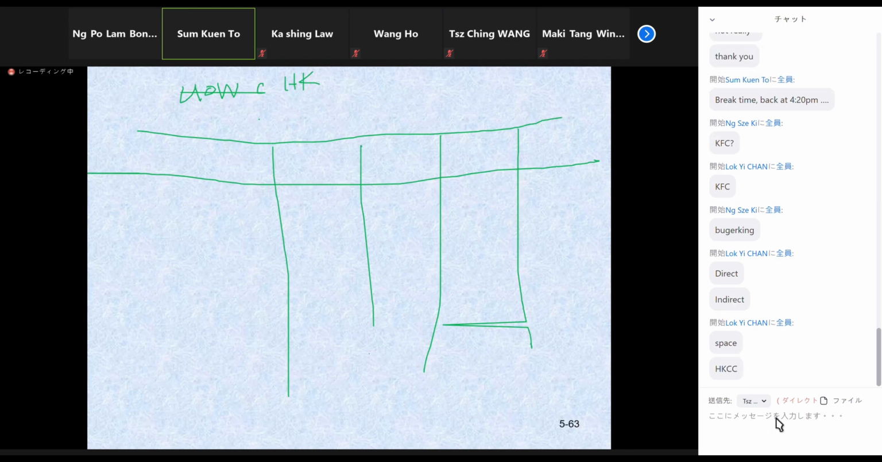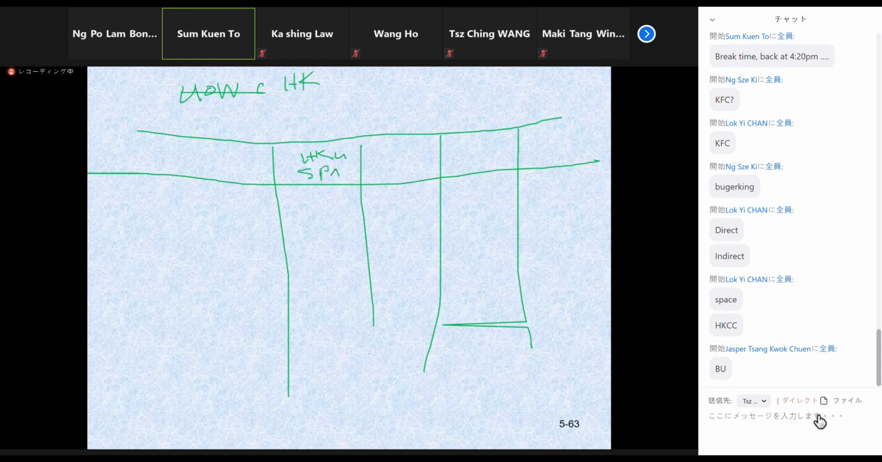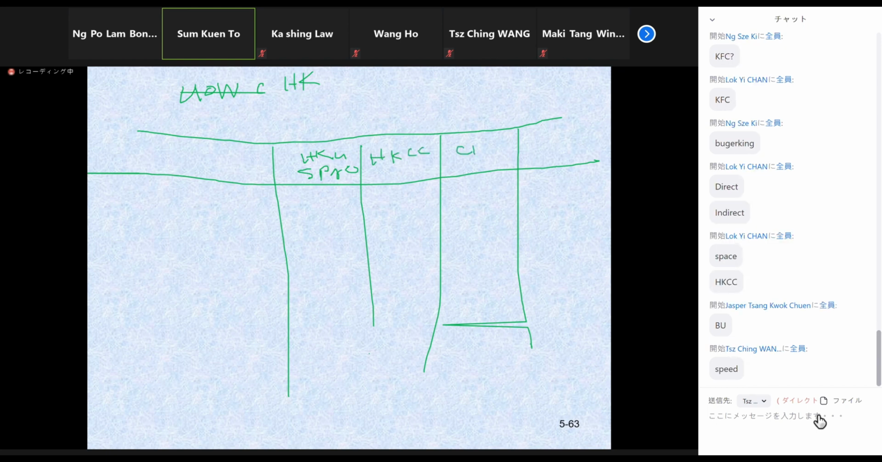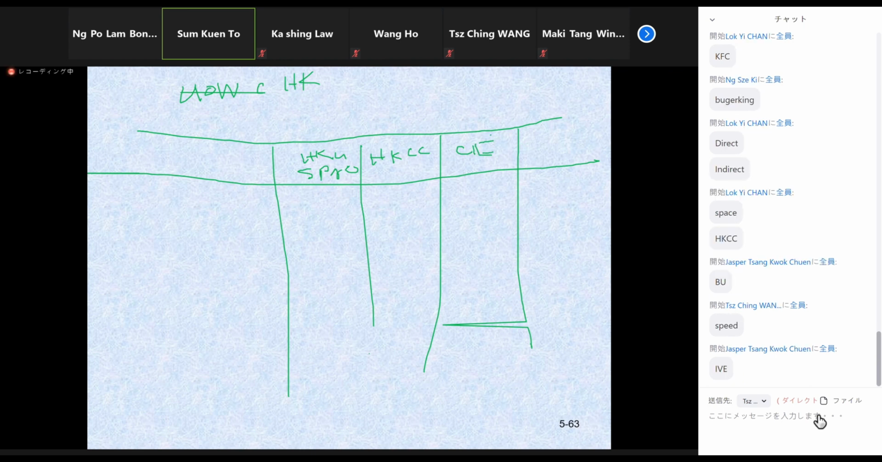I have a pointer in Hong Kong U Space. What else? And then yes, HKCC, PolyU, and then BU, CIE, and a smaller one maybe LingU, etc. SPEED. Okay, so yes, PolyU. When we talk about associate degree, yeah, Ivy, true, all right.